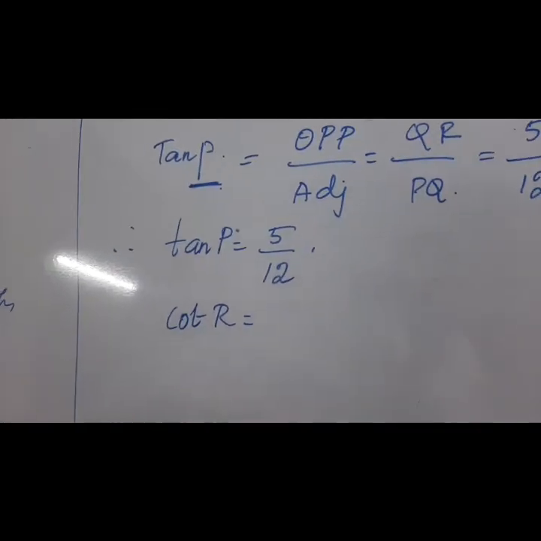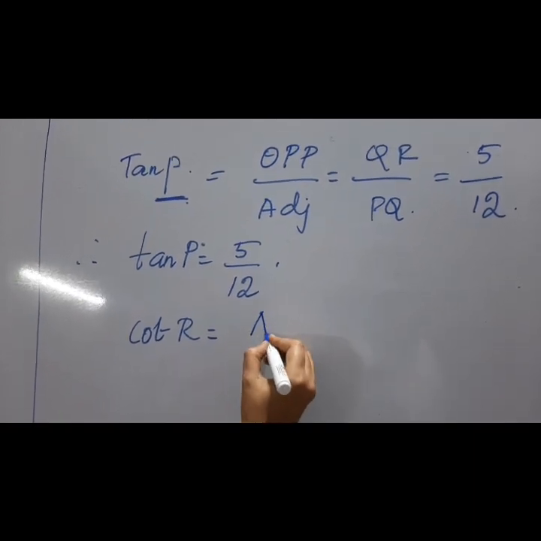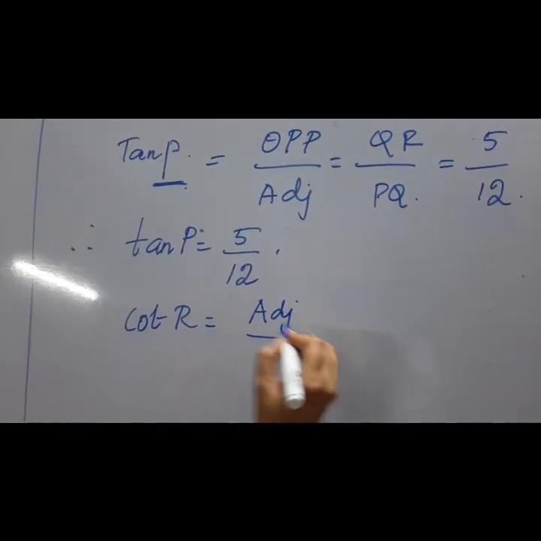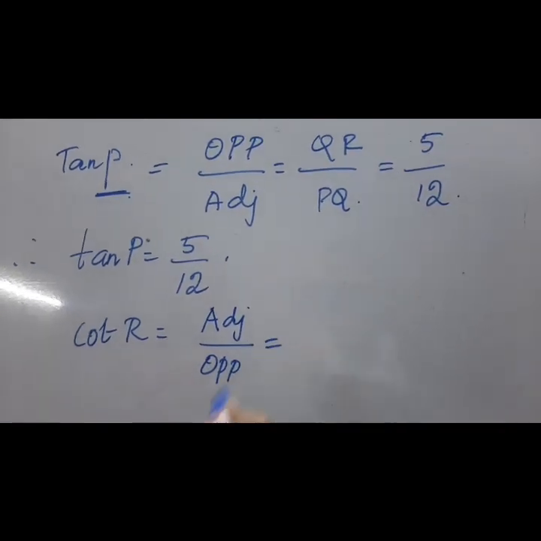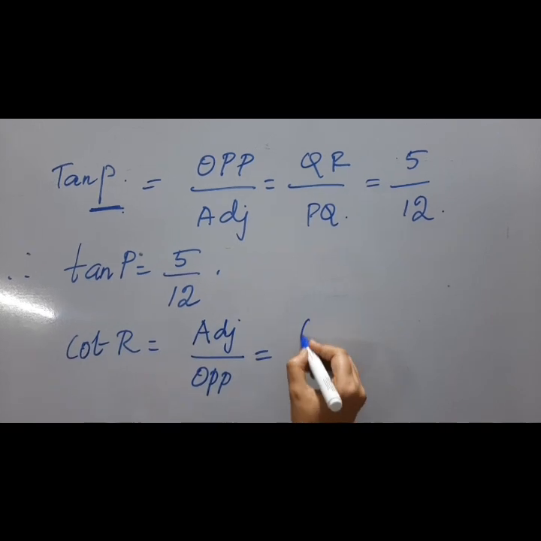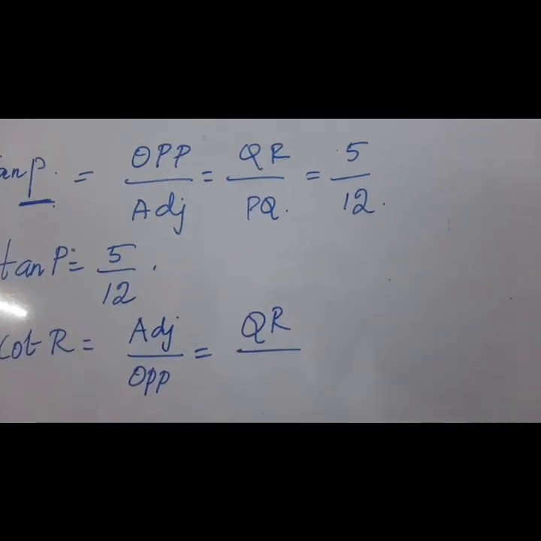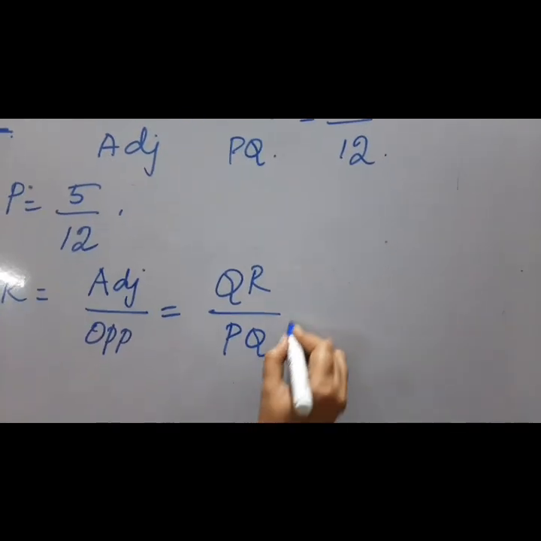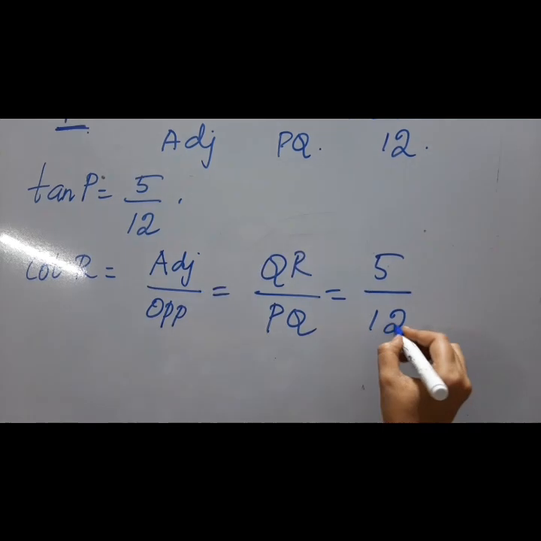Now for cot R, what is the definition? Cot is the reciprocal of tan, so it is adjacent upon opposite. Here what is the adjacent side? For angle R, QR is the adjacent side, and what is the opposite side? PQ is the opposite side. So QR value is 5, PQ value is 12.